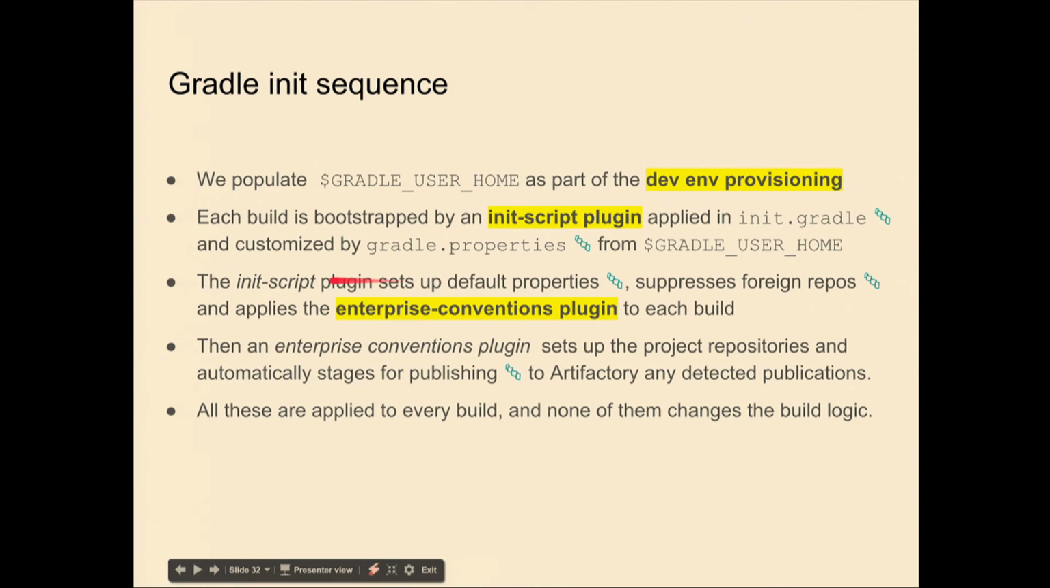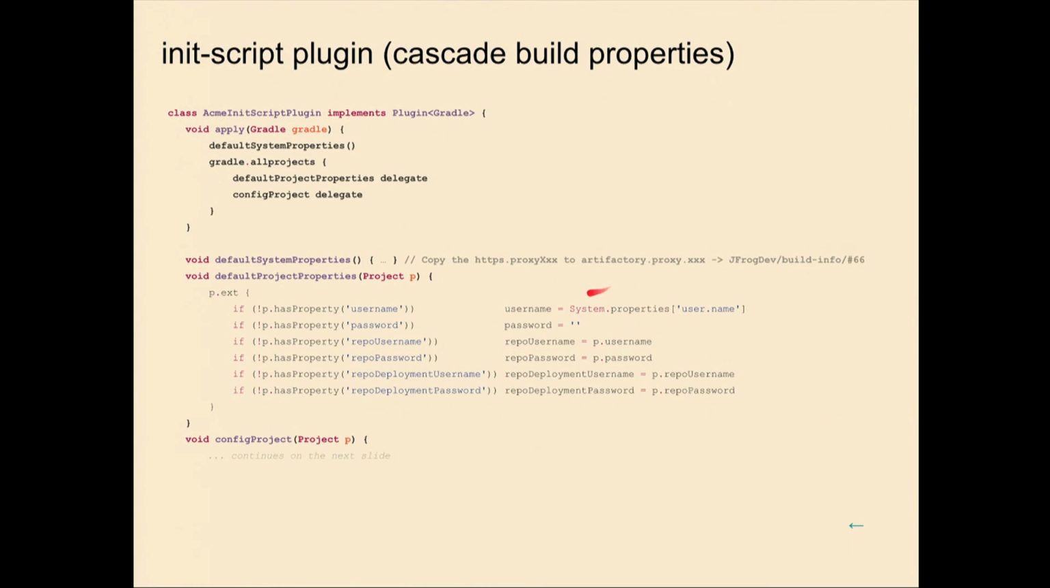So the init-script sets up default properties, so we use property cascades. It starts with username and password, but then you have repository username and password, which defaults to username, and then repository deployment username and password, and they're used in the appropriate locations. But if you just define your password, that's enough, because the username defaults to your system username. So you don't have to put all of them, but if you want to override some of them, you can use it.